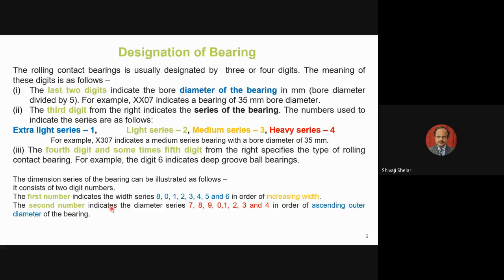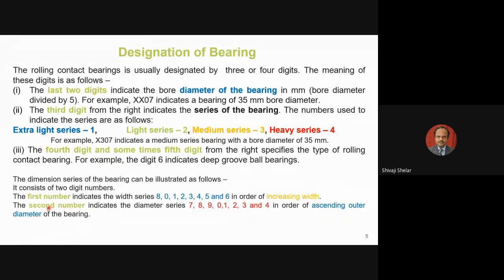So for the first number in that, there may be one more additional digit. The first number indicates the width series. Suppose you want to add the width series, how much width we have. The width varies from 8 to 6: 8, 0, 1, 2, 3, 4, 5, 6. Don't confuse this; 8 is not bigger here. 8 width is lesser than the 0th width series, and the 6 width series is the highest width for any category.